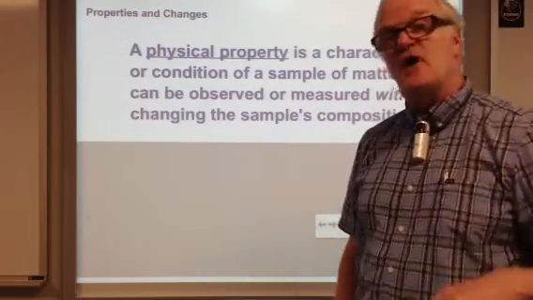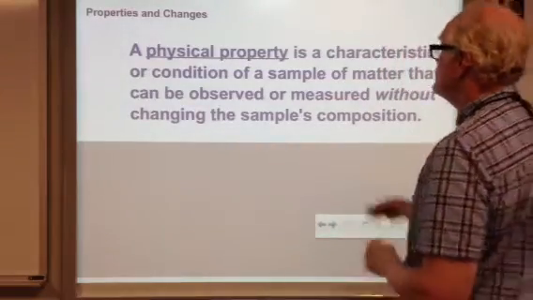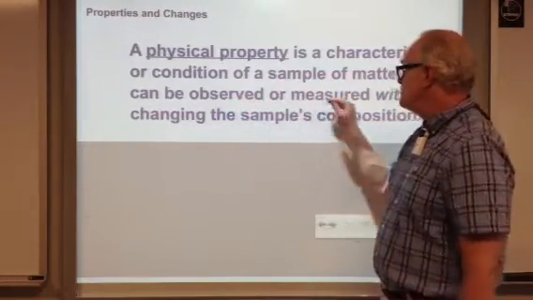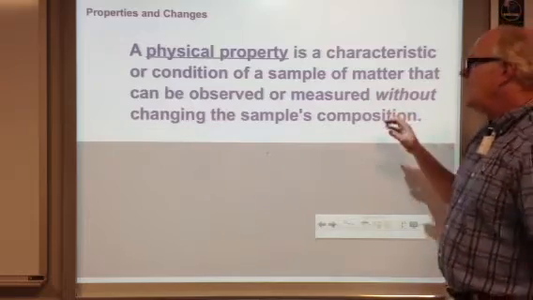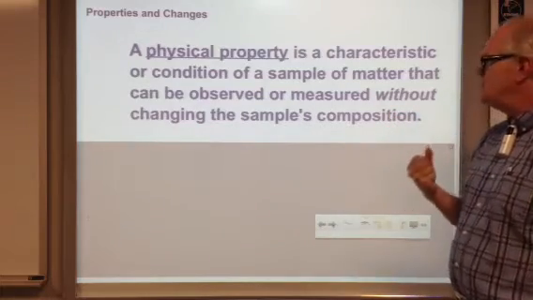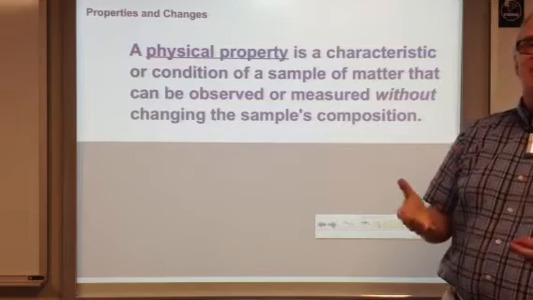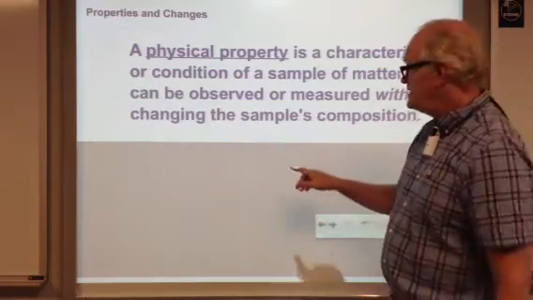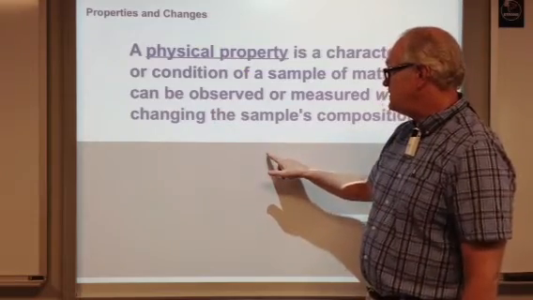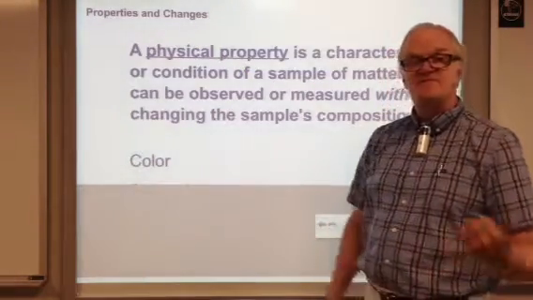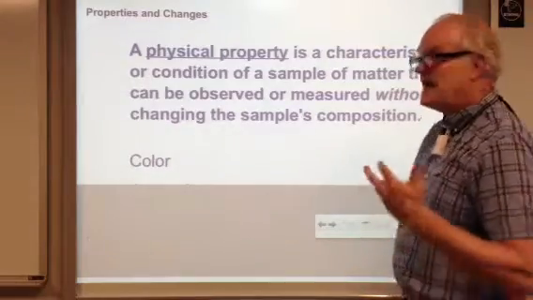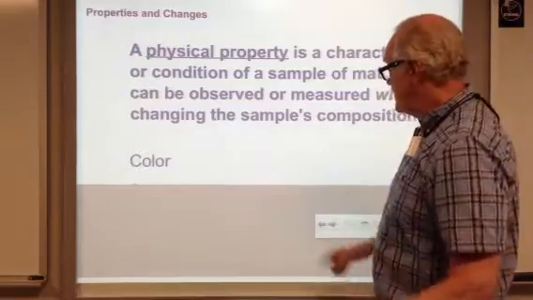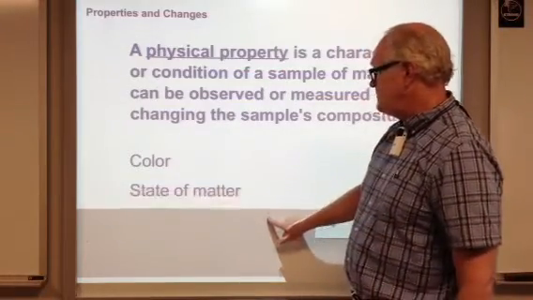So some properties are physical properties, and a physical property is something that we can observe or measure without changing the sample's composition. In other words, without changing its chemical formula. And what we just talked about a minute ago were some physical properties. So, for example, color is a physical property of something. We can tell if someone's shirt is pink or plaid just by looking at it. We don't have to change its chemical formula.